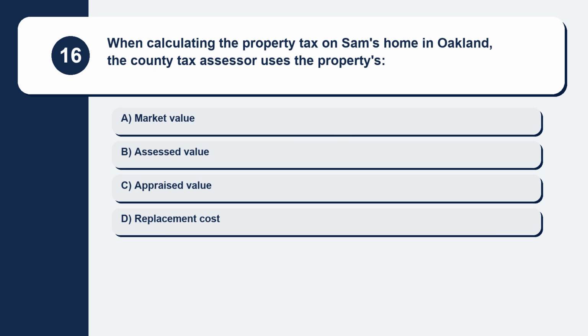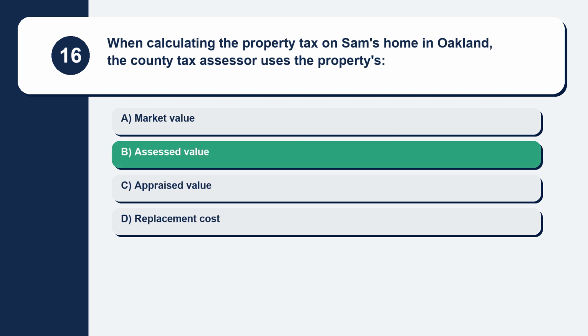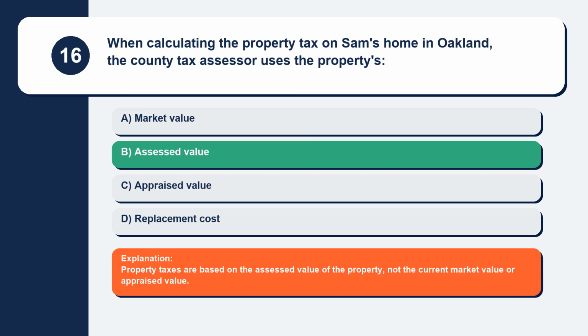Question 16. When calculating the property tax on Sam's home in Oakland, the county tax assessor uses the property's. Here are your options. Option A, market value. Option B, assessed value. Option C, appraised value. Option D, replacement cost. The correct answer is option B, assessed value. Explanation: property taxes are based on the assessed value of the property, not the current market value or appraised value.